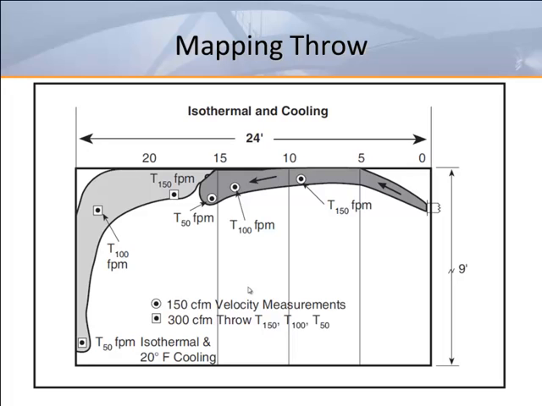For the 300 CFM jet, because the air reached the wall or collision point before reaching the T100 value, the cooling jet has the same throw to 50 feet per minute as the isothermal jet.